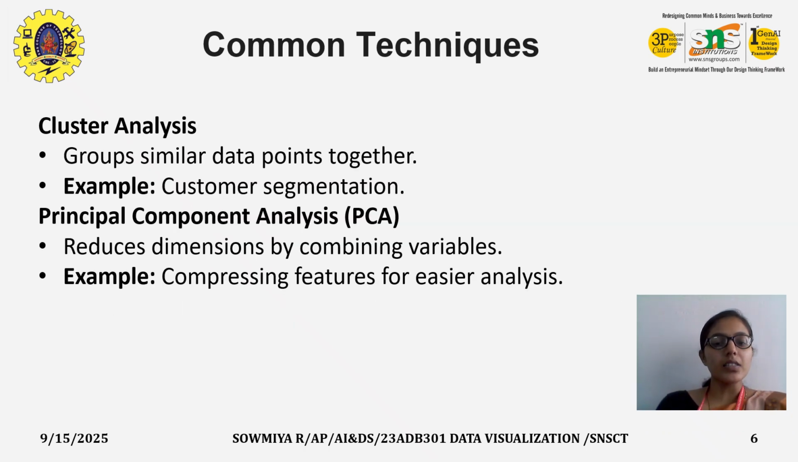Then cluster analysis. This groups similar data points together. Businesses use this for customer segmentation, like identifying the groups of high spending, medium spending, and low spending customers. Then principal component analysis. This reduces the dimensions by combining the variables. For example, in facial recognition, instead of analyzing every pixel, principal component analysis reduces the data into key features, making the analysis faster and easier.